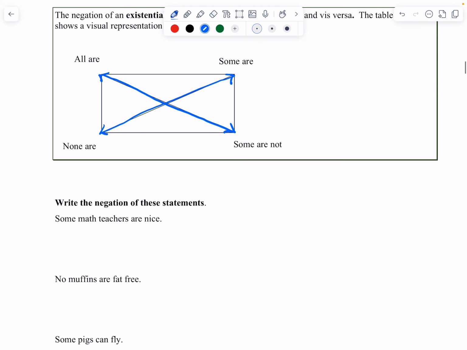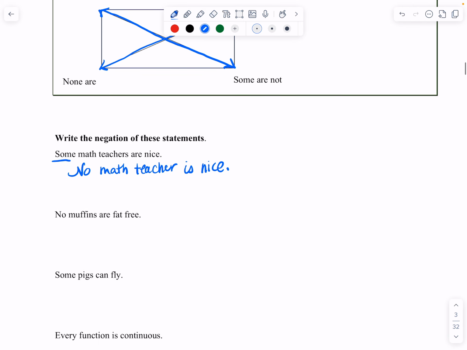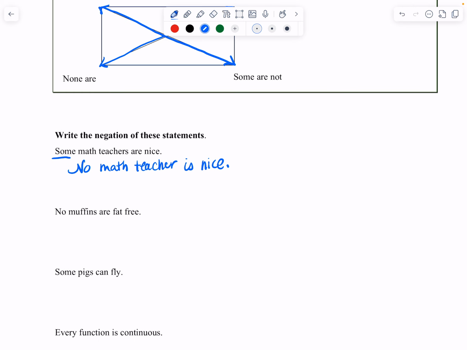So write the negation of these statements. Some math teachers are nice. So we have an existential quantifier that we have to negate. So the negation of some are is none. So no math teacher is nice. I hope you guys don't feel that way. The next one, no muffins are fat-free. So the no is a universal quantifier, and the negation of that is some muffins are fat-free.